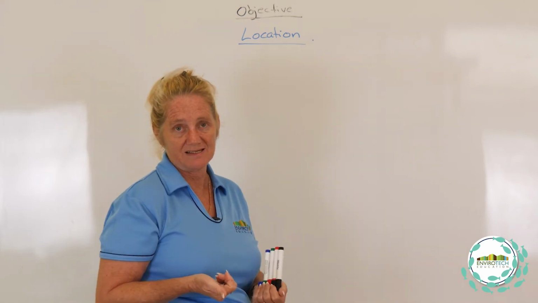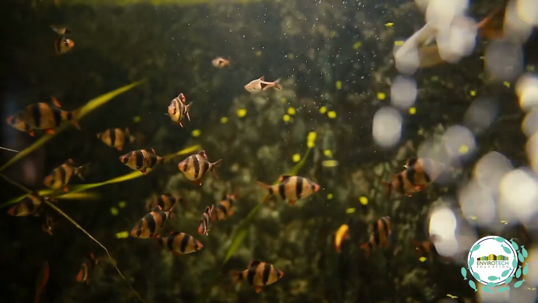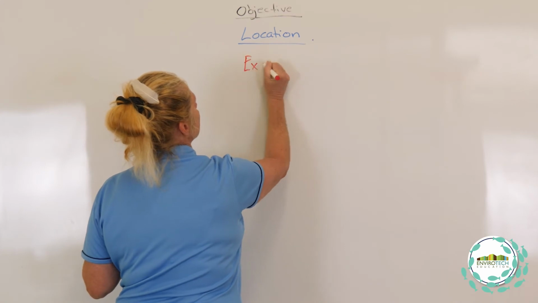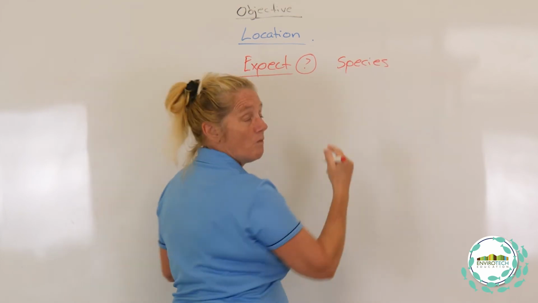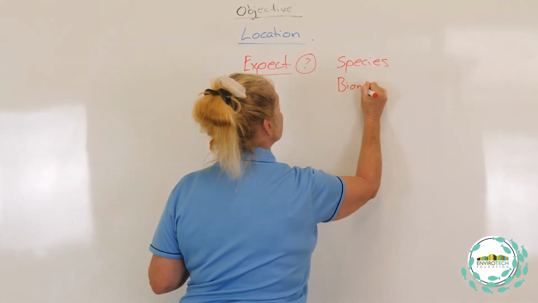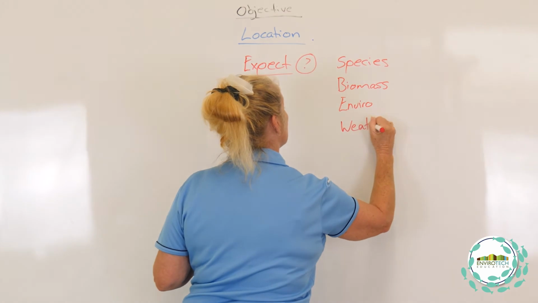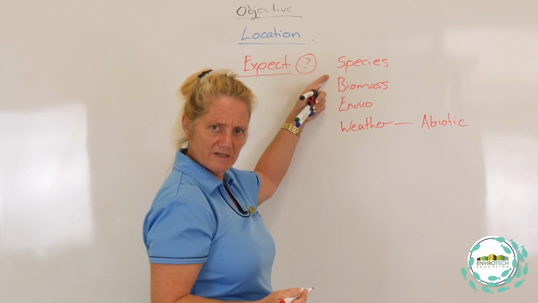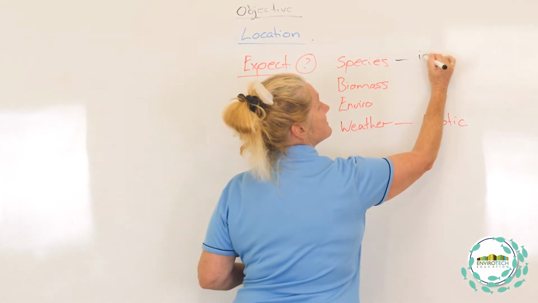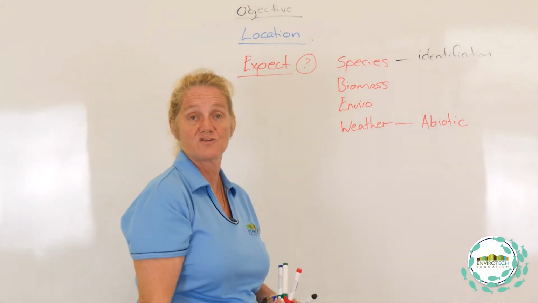Knowing what to expect is helpful. What am I going to find in this location? What fish are there going to be? What can I expect? Now this can come down to what species, what environment, what biomass, what weather conditions, what water conditions, and we all know that's abiotic. Do we know all the species? Perhaps we might need to do some research before we start. Perhaps we need an identification chart so that we know what fish we're looking at straight away.